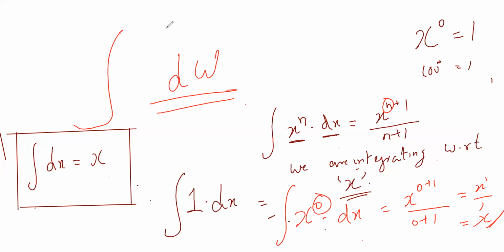Now, why am I doing this? If integral dx is equal to x, what is the integral dW answer? Integral dW is equal to W. That's it. Integral dW is equal to W. What is W? The total work done. And dW is the small work done.